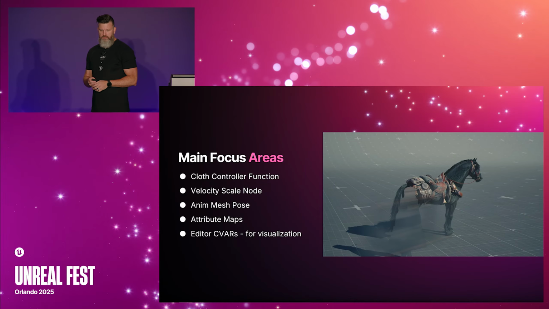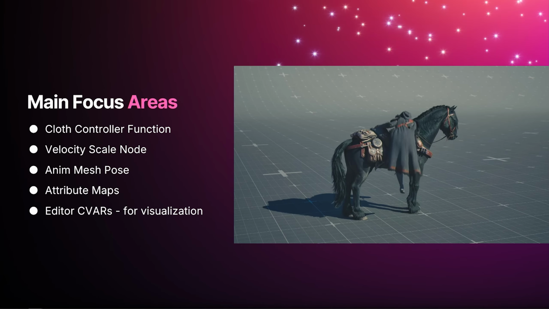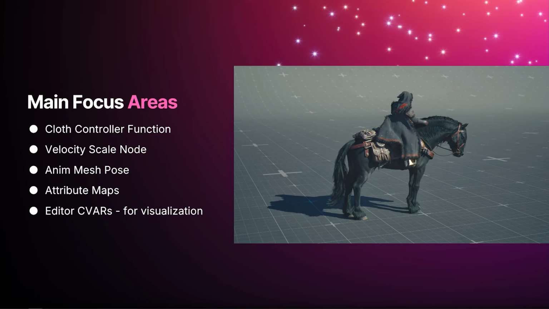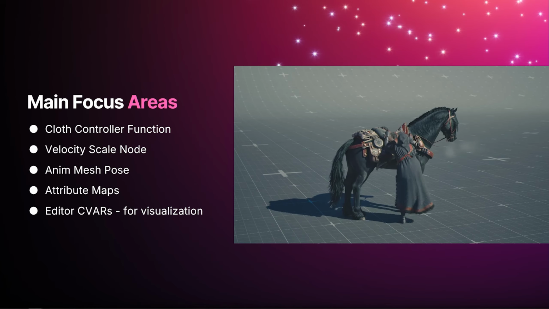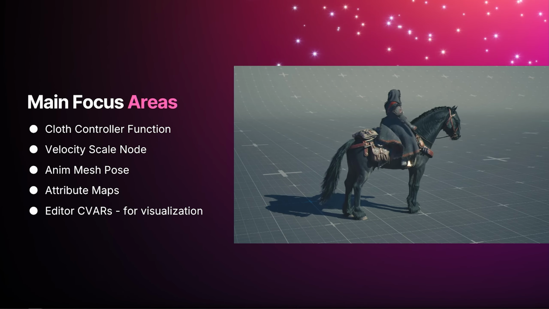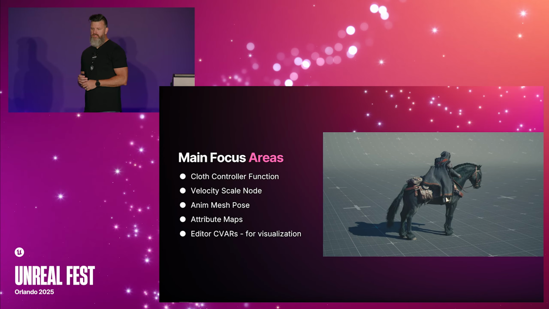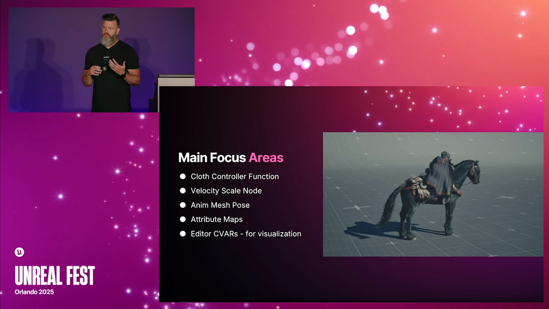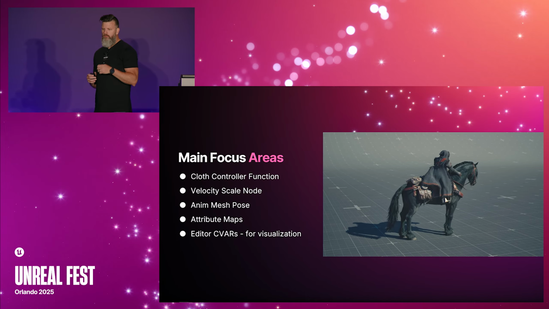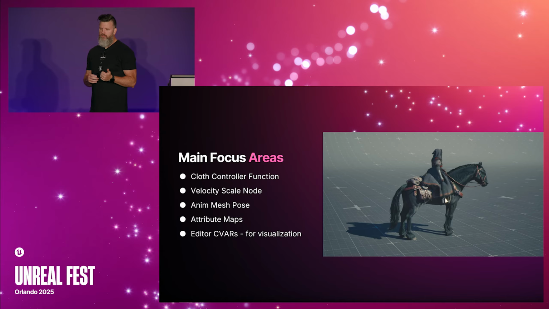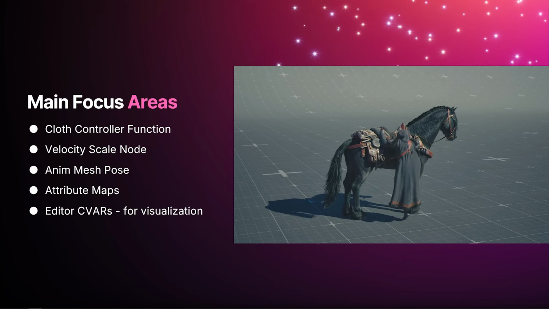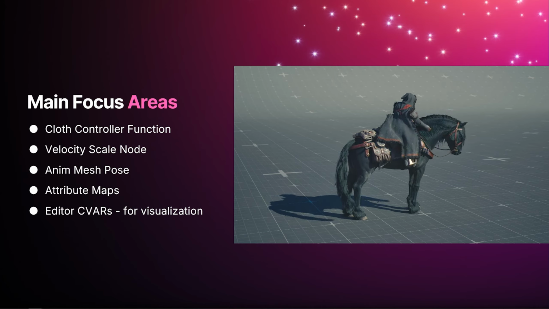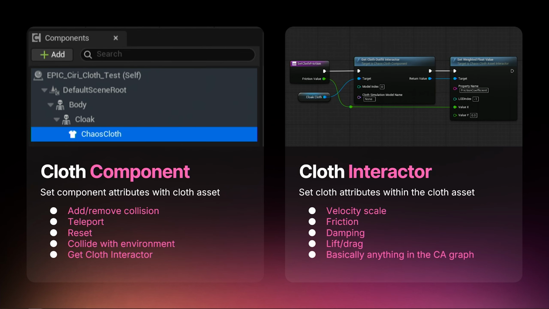So let's move on. We learned a lot in this demo about how cloth can work in a more game-type scenario and production environment. So what I wanted to do was break my area into these focus areas, and I feel like each of these areas is pretty important to help you solve problems that you might have. Something that I'm calling the cloth controller function. We'll talk about the velocity scale node, your animesh poses, attribute maps, and then also the editor CVARs to help you debug and see what's going on in your cloth setups.